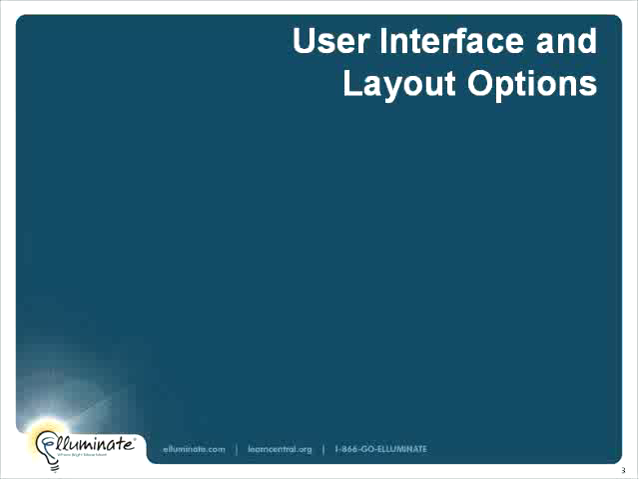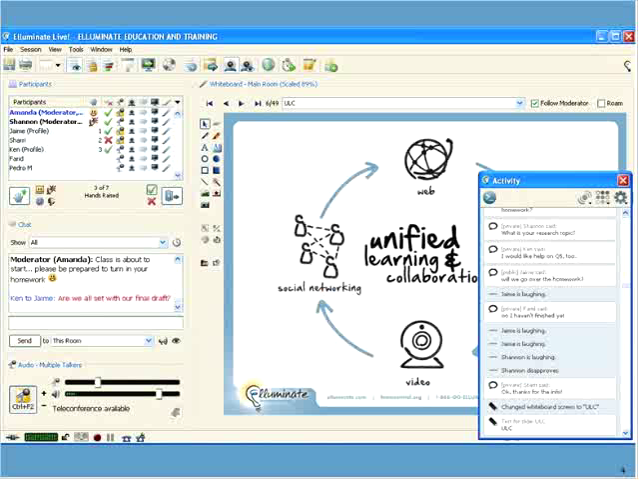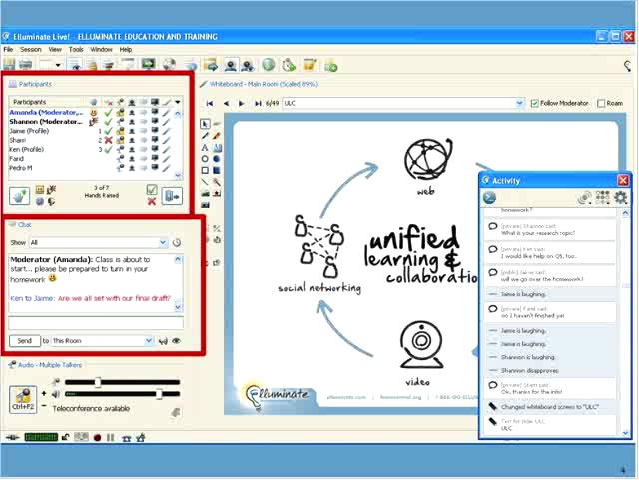Let's take a look at the user interface and layout options. The moderator's interface is essentially broken up into four main windows or panels. So we'll look at it from the participants window, the chat window. Down in the bottom is the audio window. Below that is a couple of tools that are available as well. We'll talk a little bit more about those in a second.